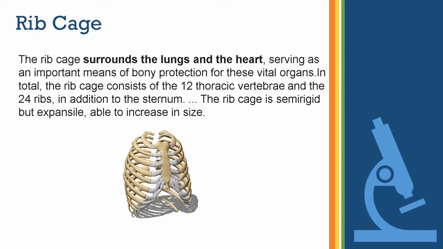Rib cage. The rib cage surrounds the lungs and the heart, serving as an important means of bony protection for these vital organs. In total, the rib cage consists of the 12 thoracic vertebrae and 24 ribs in addition to the sternum. The rib cage is semi-rigid but expansible and able to increase in size because of the lungs' expansion and relaxation.